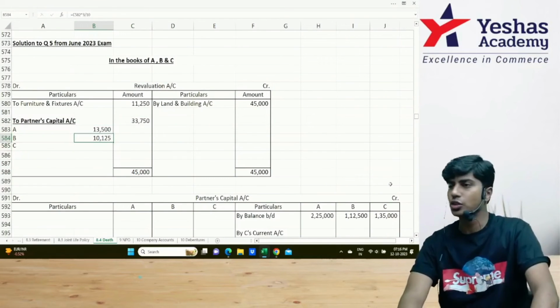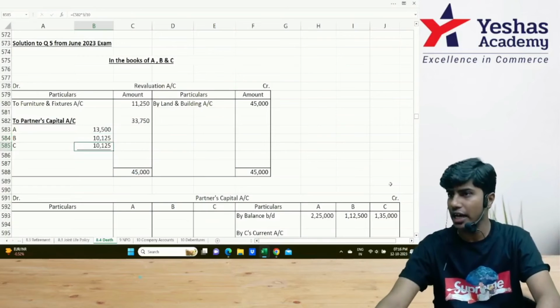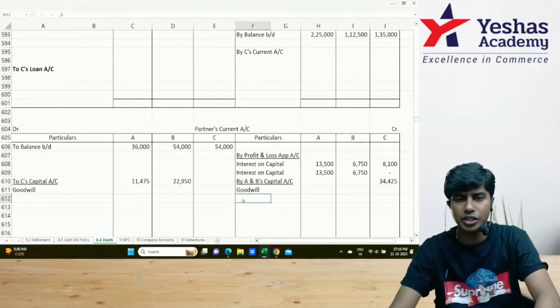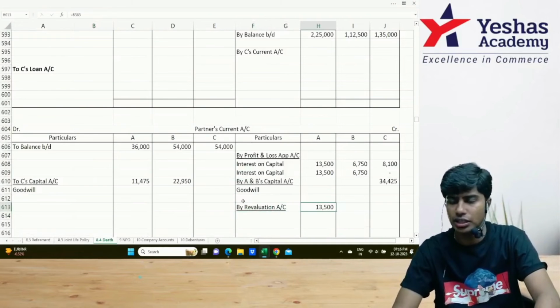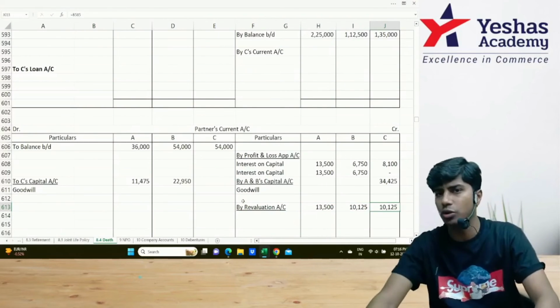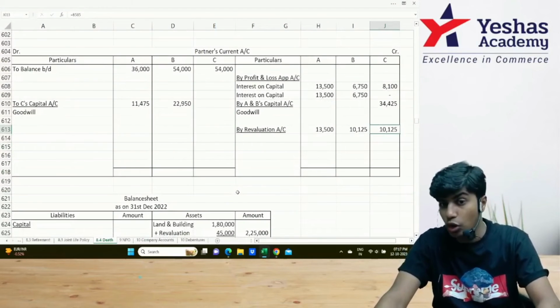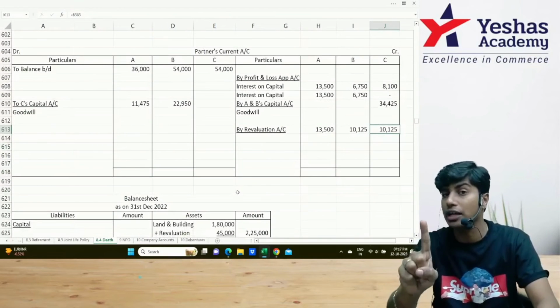13,500, 10,125, 10,125. Sorry, yeah. I'll write this in my current account. I'll write here by revaluation account. 13,500, 10,125, 10,125. Got it? So revaluation account closed. Let me close current account of only partner C. Don't close it for partner A and B.